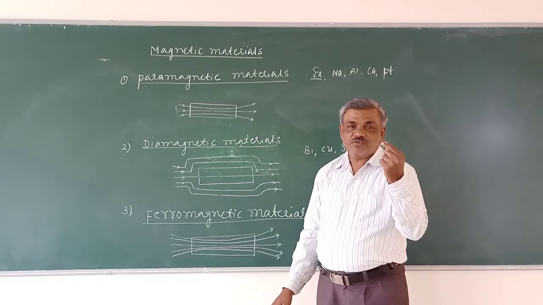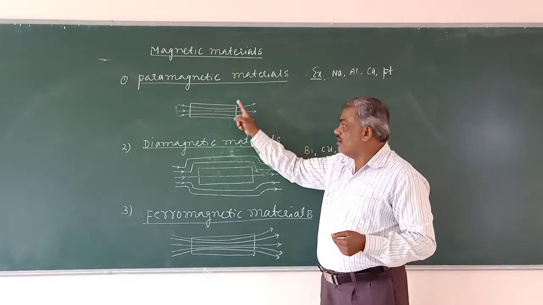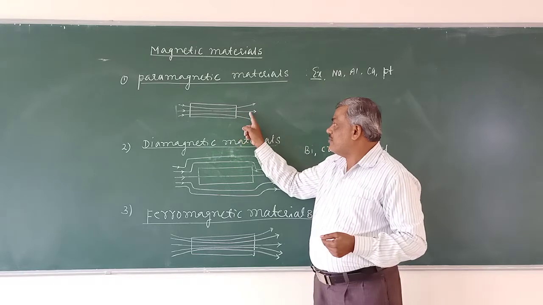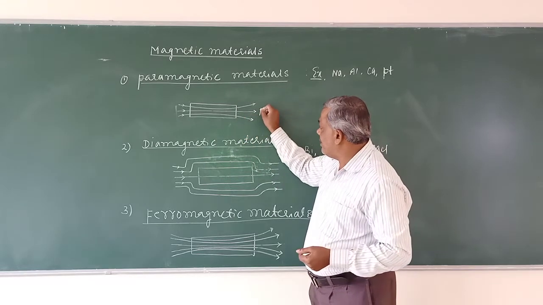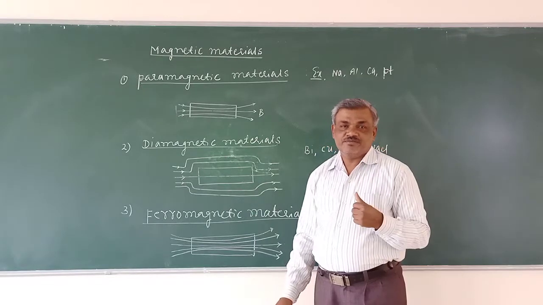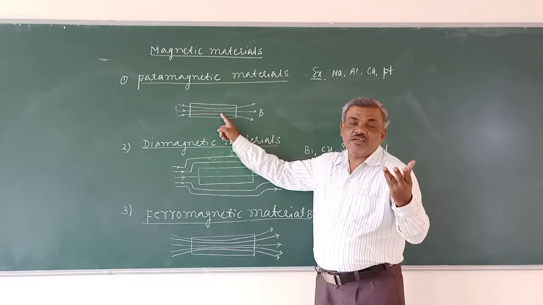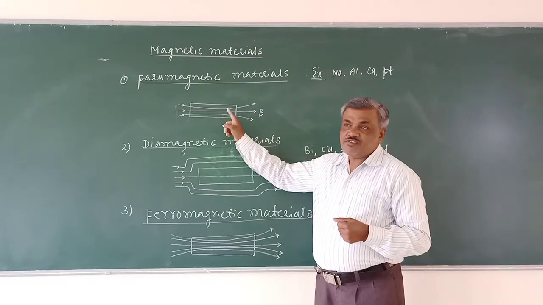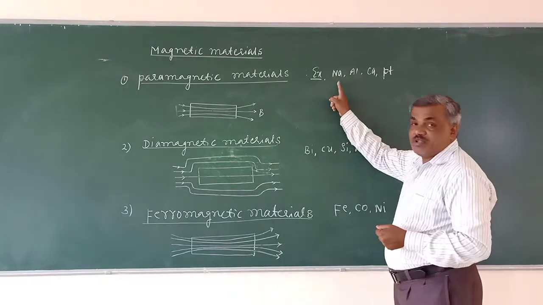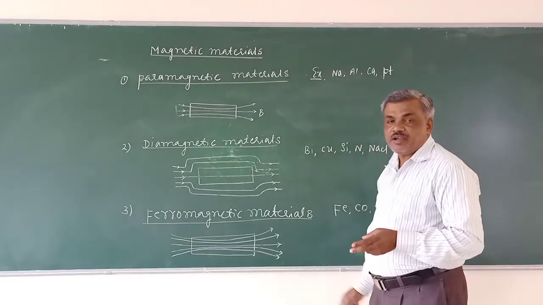concentrated. So this is one more question: draw the magnetic field lines of a paramagnetic material. So now this paramagnetic material bar is kept in an external magnetic field. The specimen gets magnetized. The field lines inside the specimen get concentrated. These are the magnetic field lines of the paramagnetic materials. Examples: sodium, aluminum, calcium, and platinum.